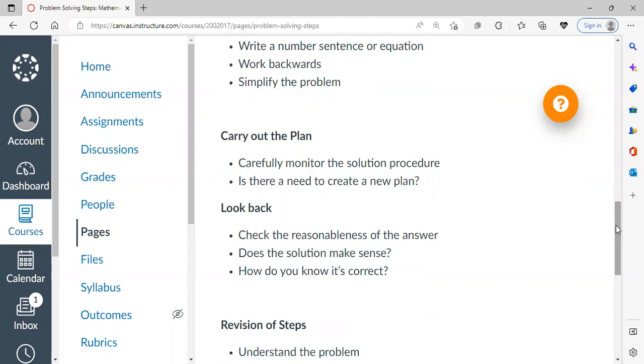Sometimes when we're carrying out the plan, we realize that that plan will not work. Similar to reevaluating our choices, we might have to come up with a new plan. And that's how plan B comes about, right? We go to plan B when plan A does not work.